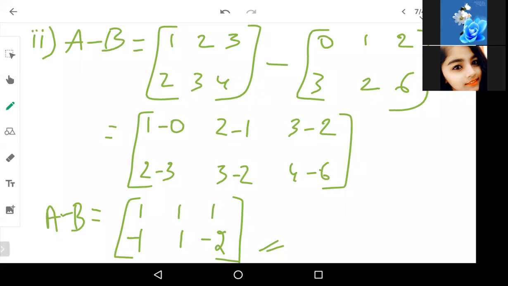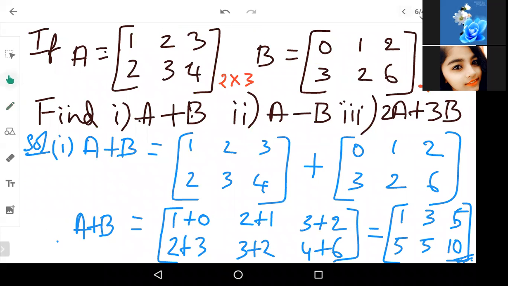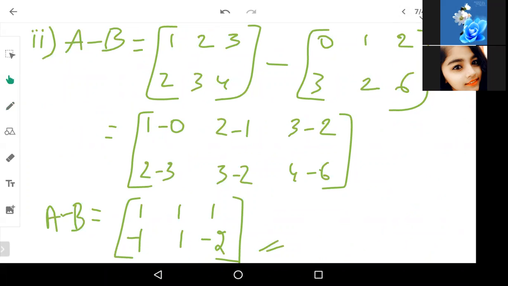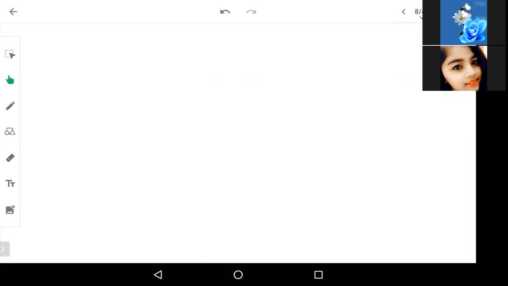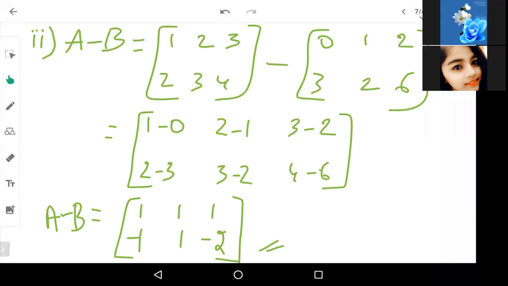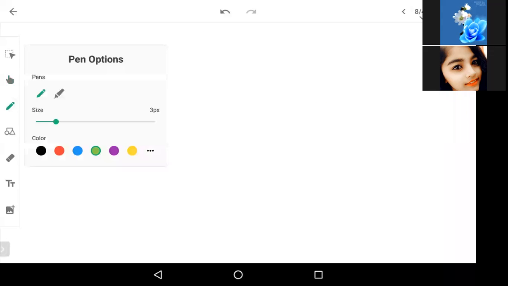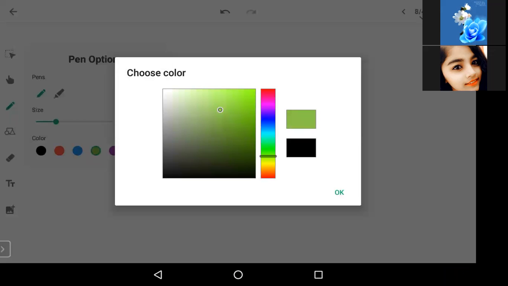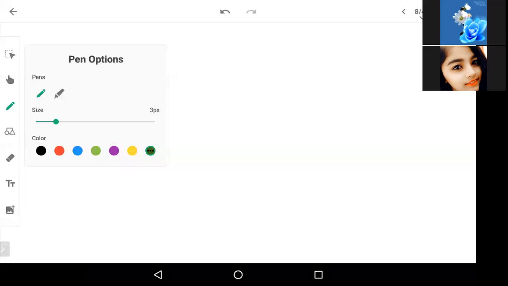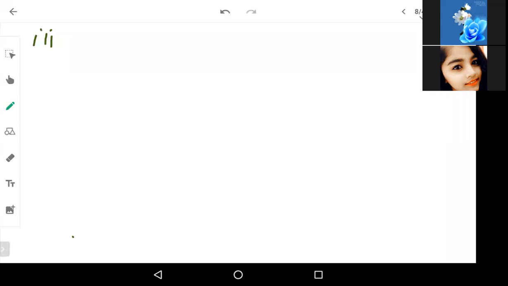Okay, now what else is left out? We finished A plus B, we finished A minus B. Now 2A plus 3B. So 2A plus 3B we are supposed to find out. So the third one is 2A plus 3B. Now here we are supposed to find the value of 2A and 3B, and later we will add them.